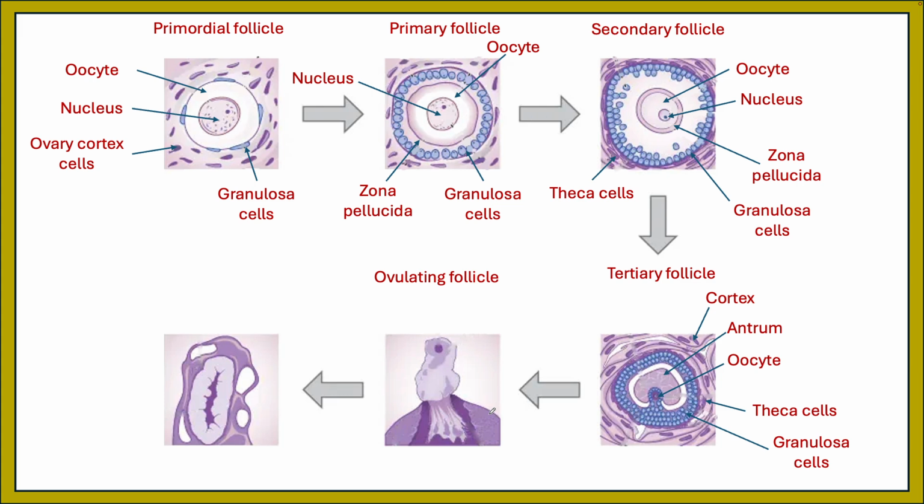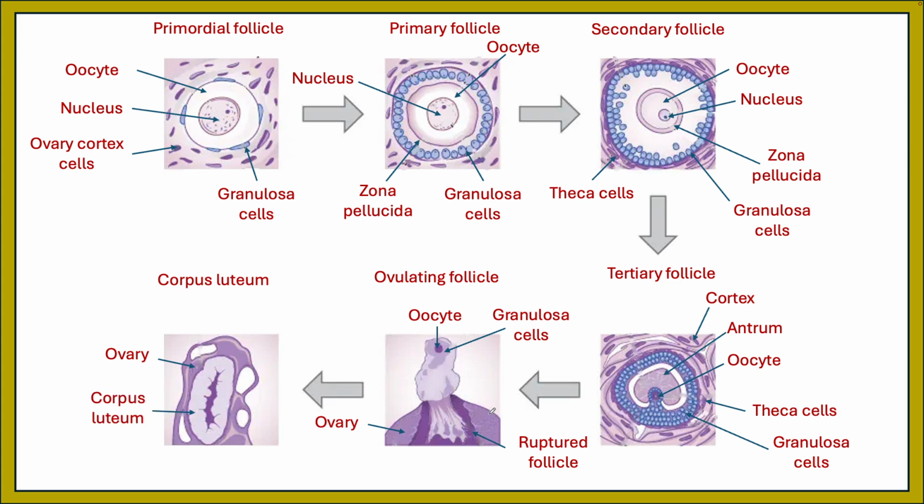When the follicle ovulates, you get the oocyte and some cells surrounding them. So the granulosa cells are still going to be present, leaving the ovary behind, and you have a ruptured follicle, which is going to become the corpus luteum. You still have the ovary present. And then the fate of the corpus luteum and the oocyte will depend on whether fertilization is going to occur or not.